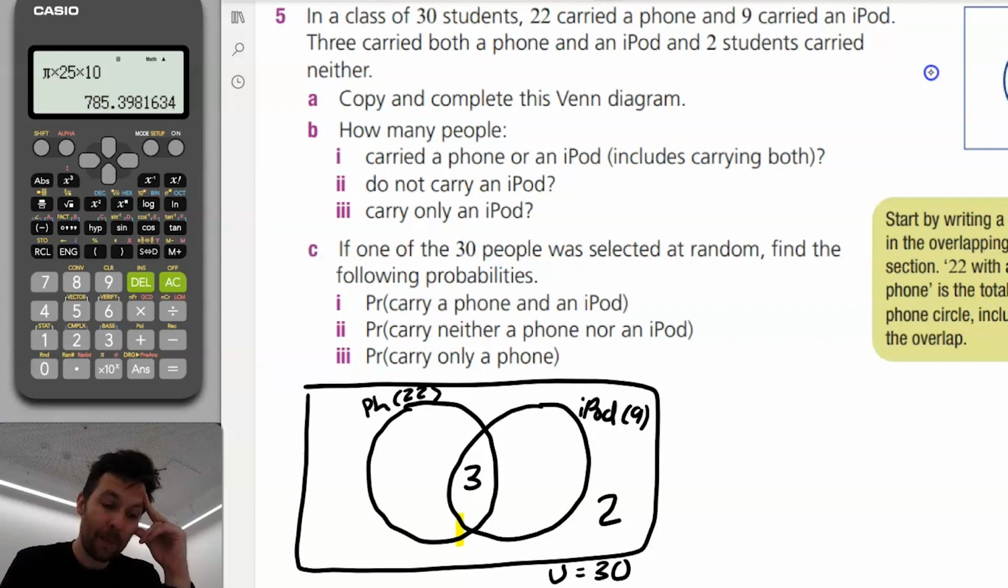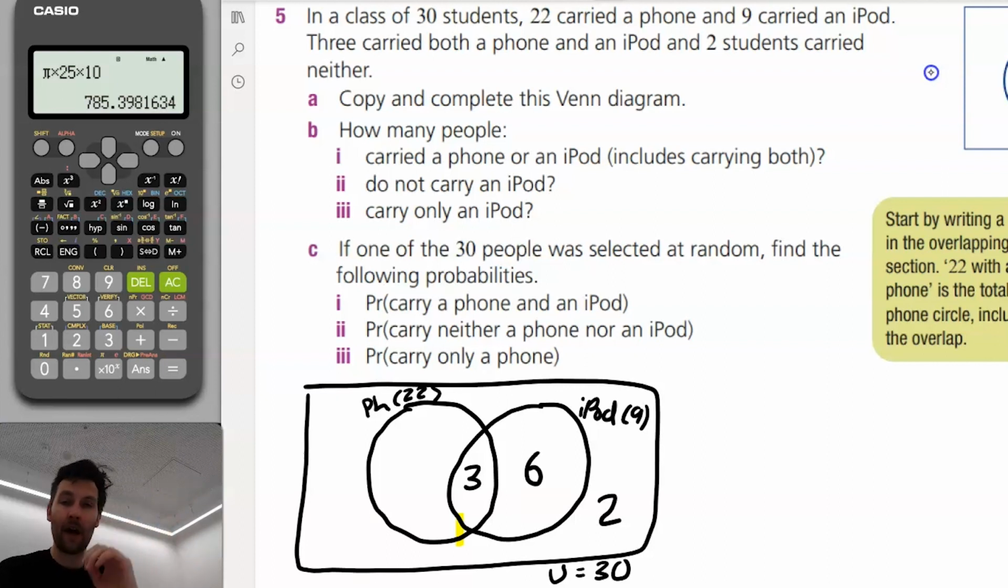So if the people that carried an iPod adds up to 9, we've got 9 people that carry an iPod, 3 happen to carry a phone, and then that leaves 6 that carry an iPod only. Over on the left here, 22 carry a phone, 3 happen to carry an iPod, which leaves us with 19 that carry just a phone. Now, a good way to check that you have got this right, all of everything that we've written down should add up to 30. So 19 plus 3 is 22. 22 add 6 is 28. Plus 2 gives us 30.